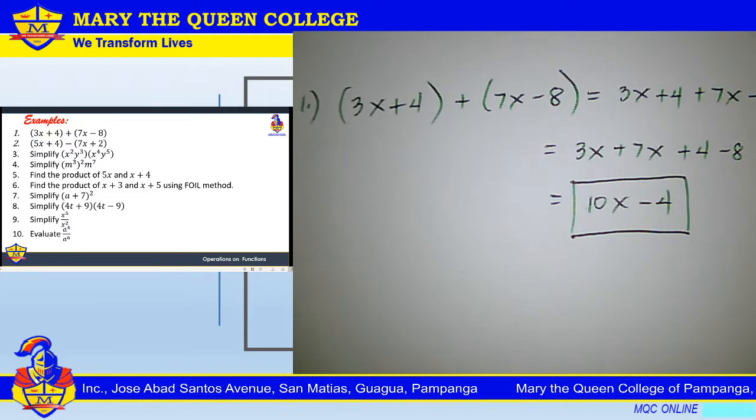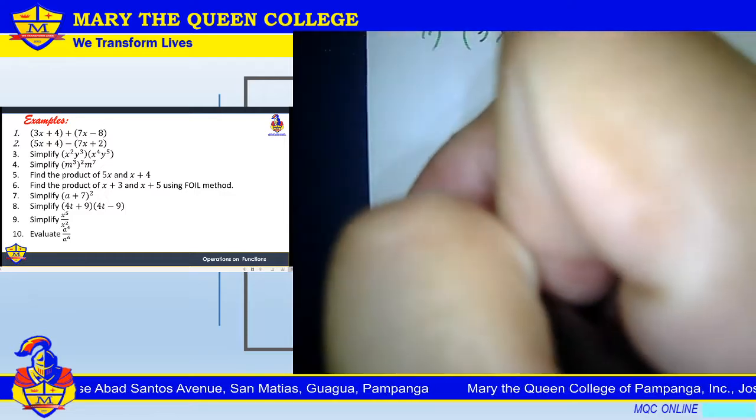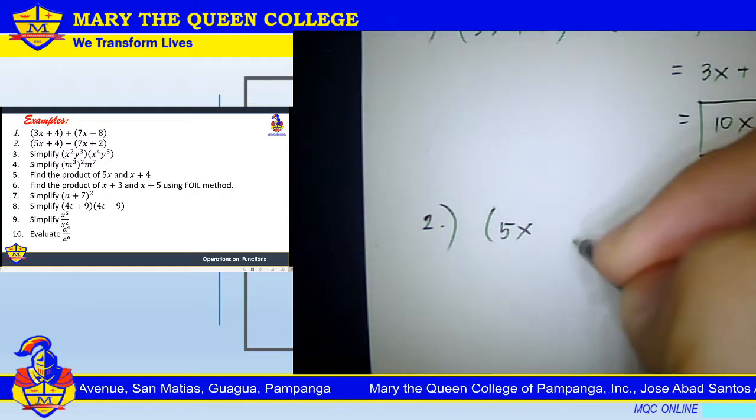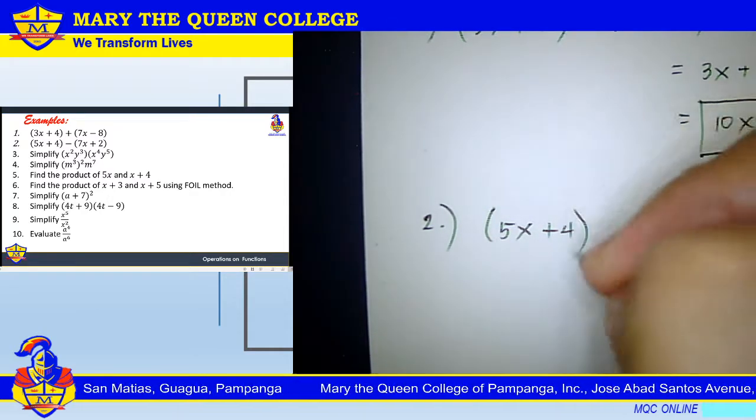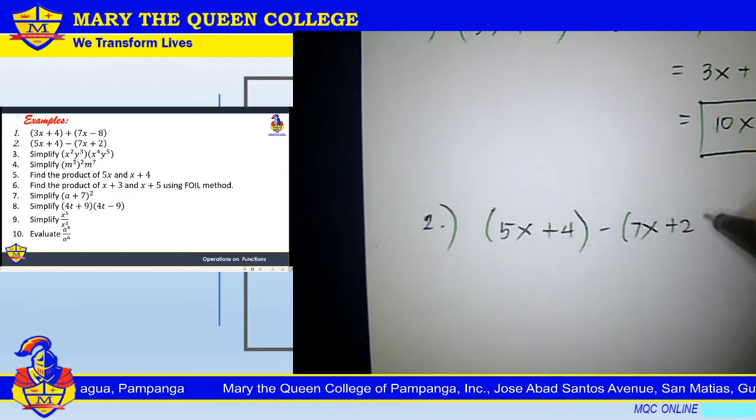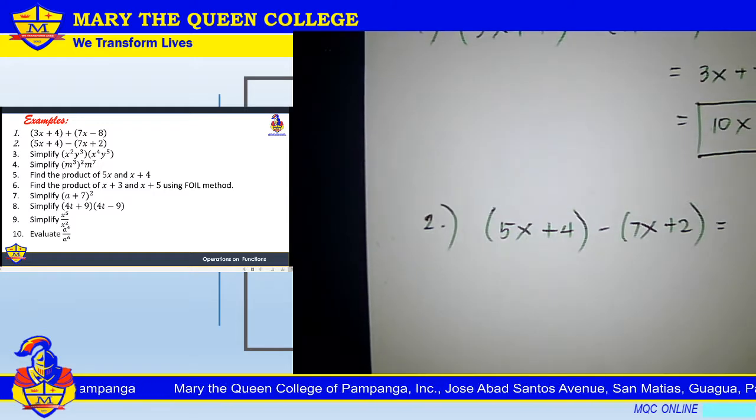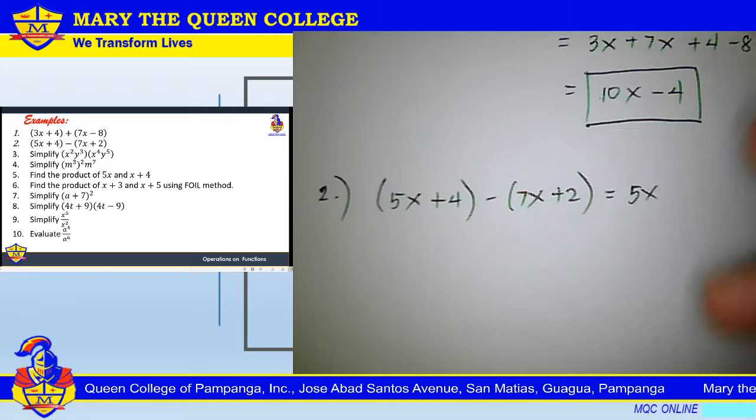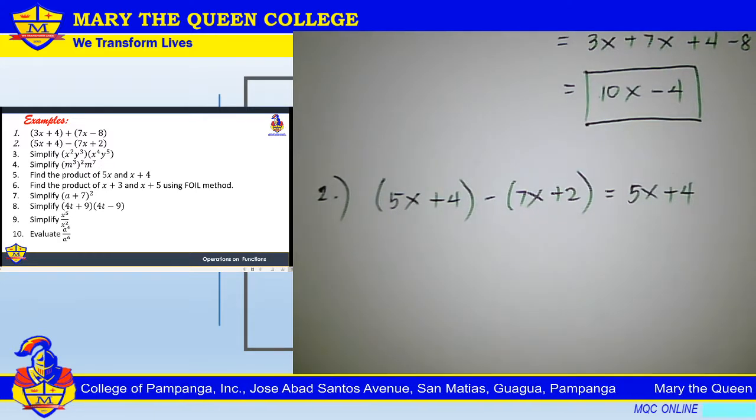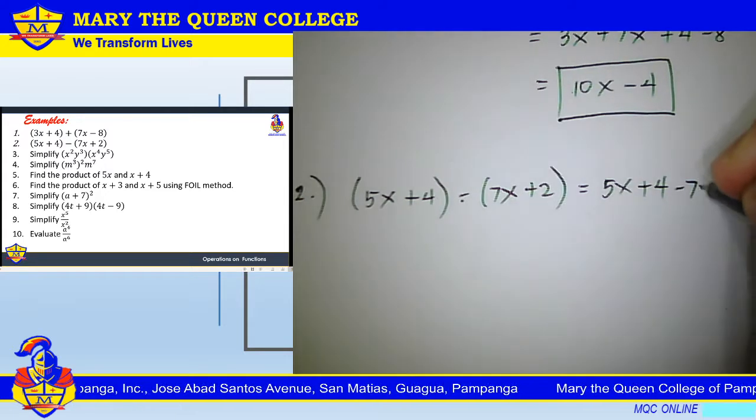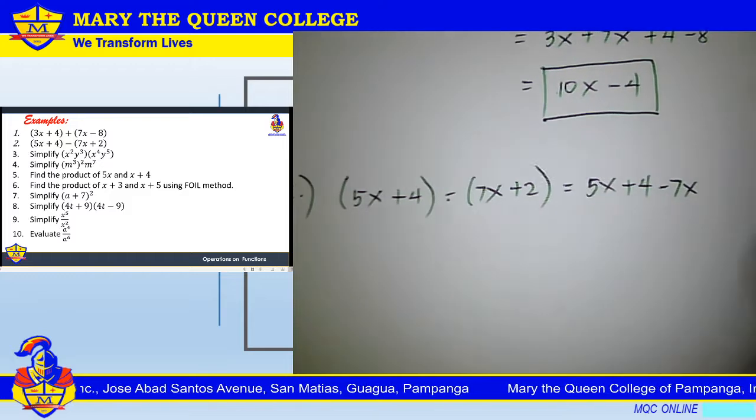Okay? Then for number 2, we have the quantity 5x plus 4 minus the quantity 7x plus 2. Okay? So this time we have subtraction naman. So again, remove the grouping symbol. We have 5x plus 4. And then since negative po ito or minus, negative times positive, that is minus 7x. Negative times positive, that is negative 2.